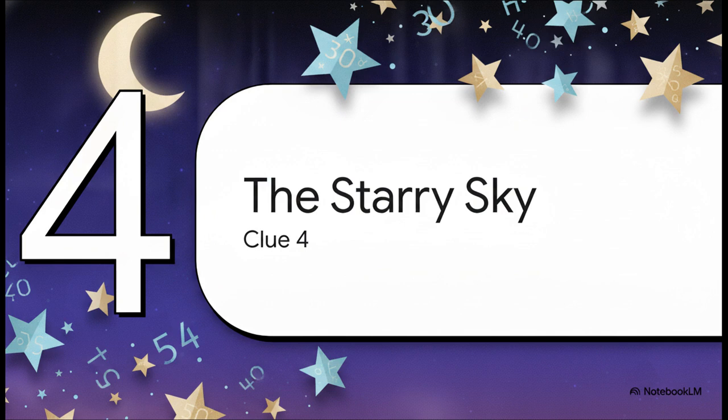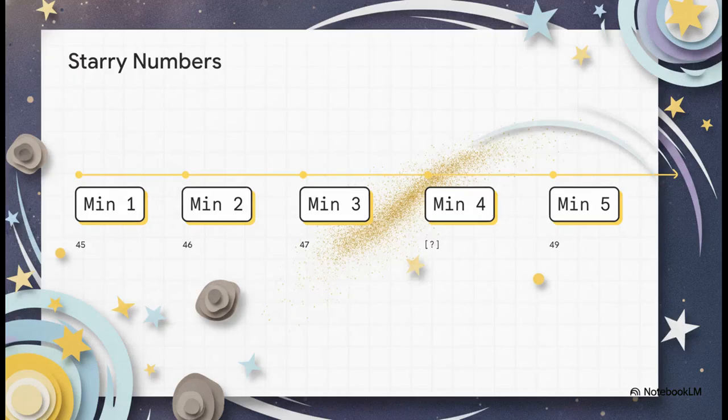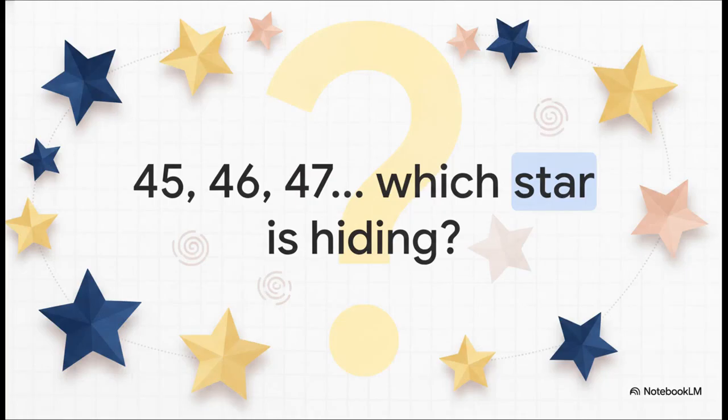Clue 4, the starry sky. Gazing up at these twinkling stars on our timeline, just notice how far up the number line we've actually traveled. We are solidly in the late 40s now. Minute 1 gives us 45, minute 2 is 46, minute 3 is 47, but at minute 4, we have a clear gap before we hit 49 at minute 5. Pip points out these specific stars to us and asks a really vital question to help us identify the missing piece of this high number constellation.